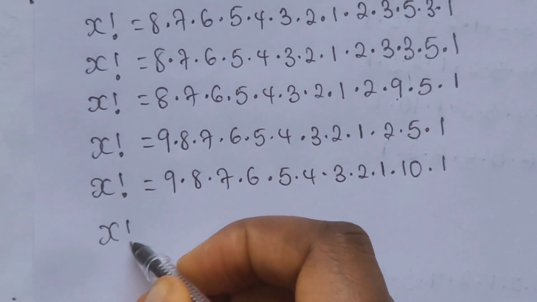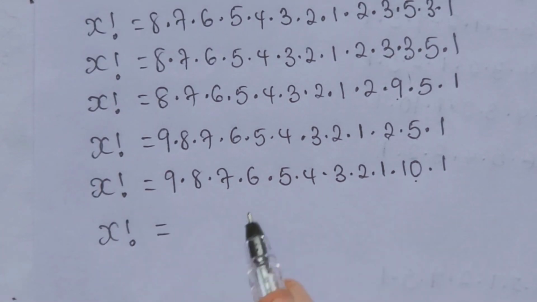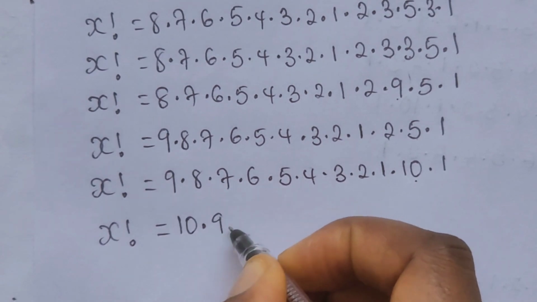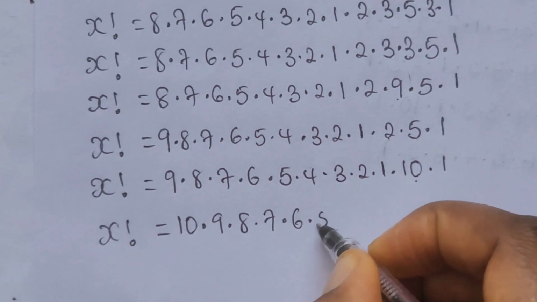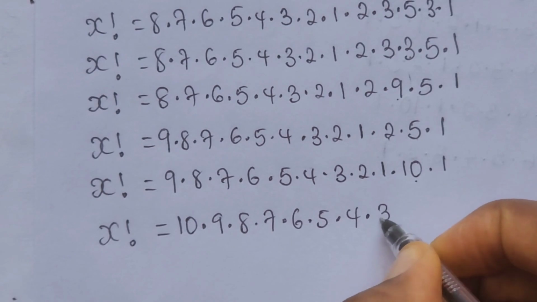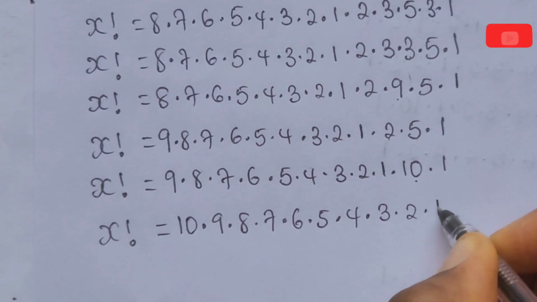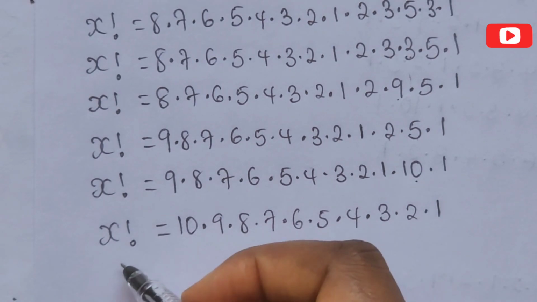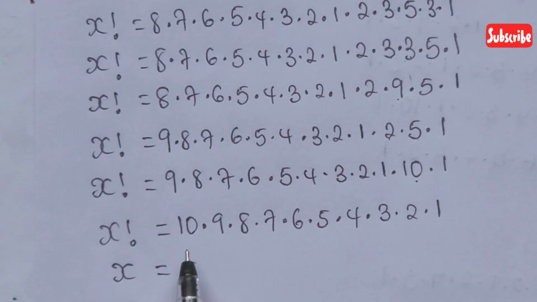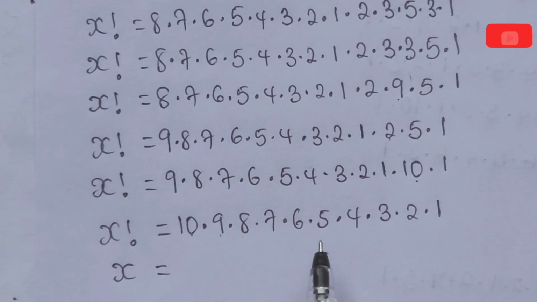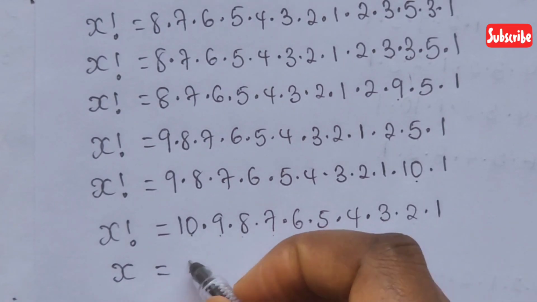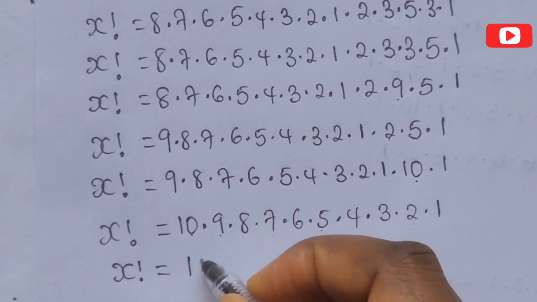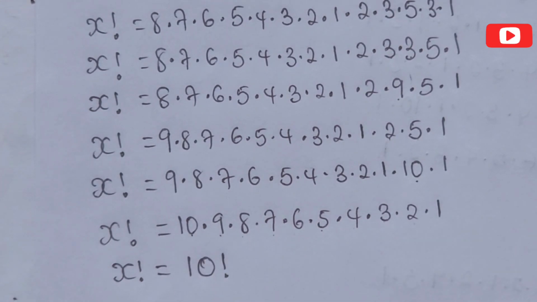So we have x factorial to be equal to, moving this 10 to the front, we have 10 times 9 times 8 times 7 times 6 times 5 times 4 times 3 times 2 and times 1. So our x factorial is equal to 10 times 9 times 8 times 7 times 6 times 5 times 4 times 3 times 2 times 1 is equal to 10 factorial. So our x factorial is equal to 10 factorial.